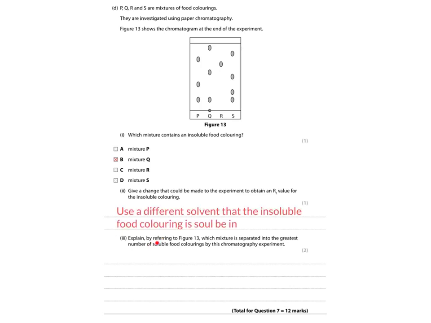Explain by reference to figure 13 which mixture is separated into the greatest number of soluble food colourings by this chromatography experiment. So we look in figure 13, we can see P has 3, Q has 4 dots, so 4 different colourings, S also has 4 dots. However, the question does say which mixture is separated into the greatest number of soluble food colourings. Now Q only has 3 soluble food colourings. It has 4 colourings, possibly, but 3 soluble ones, whereas S has 4, so S has the most soluble food colourings.